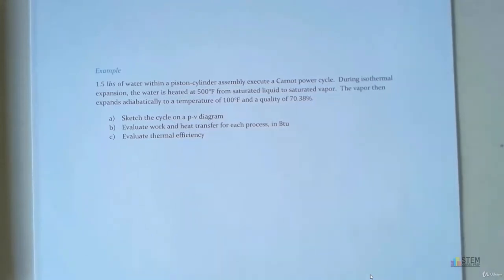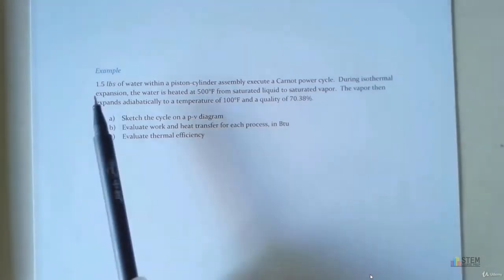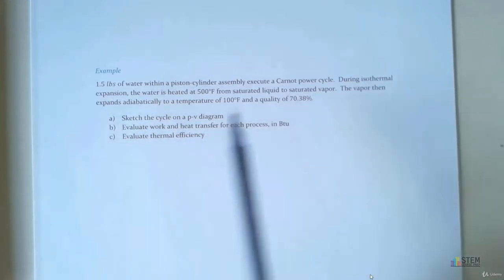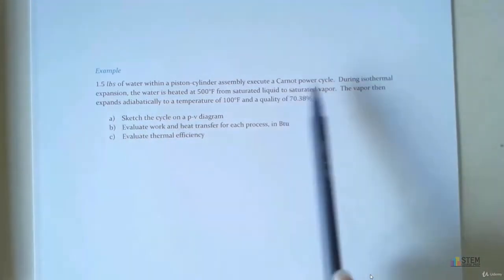So bear with me, this one's going to take a while, but this one does give you a really good review of some of the previous concepts we have worked on. So it puts everything together in this one problem. Let's get started. We're going to have 1.5 pounds of water within a piston cylinder assembly. We're going to be having a Carnot power cycle.